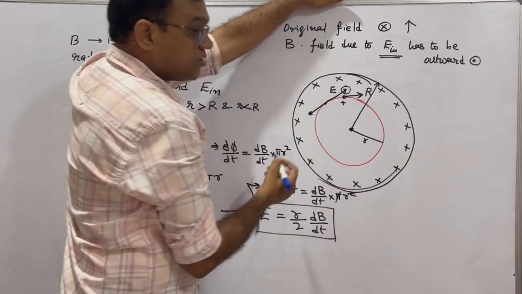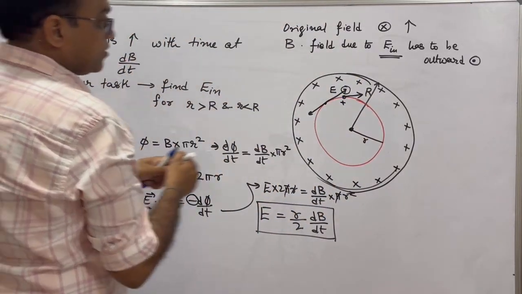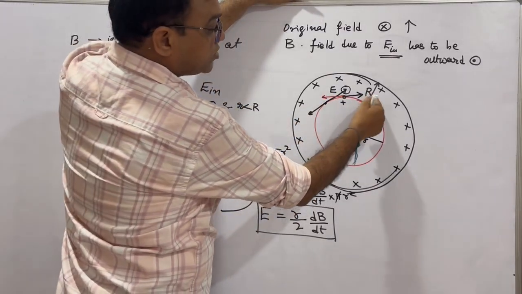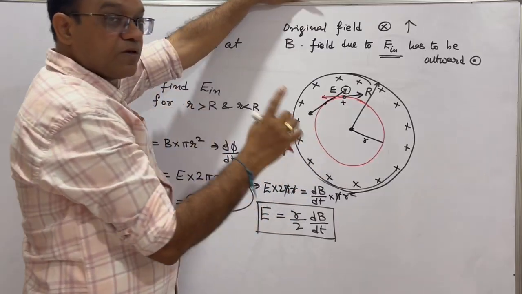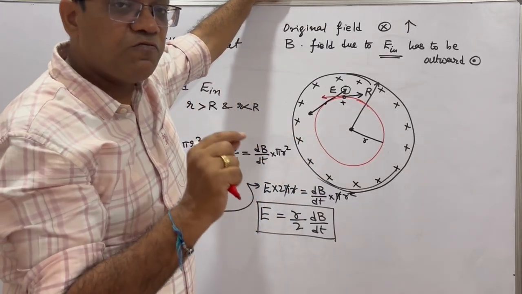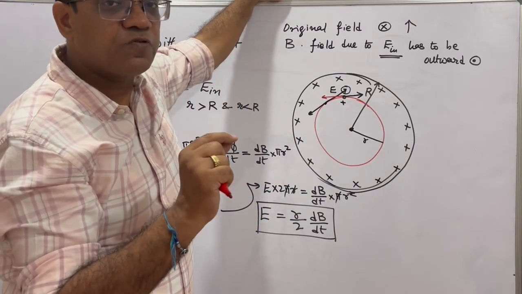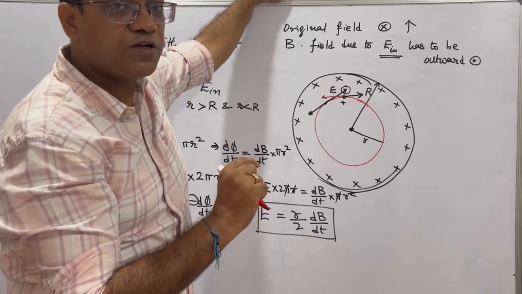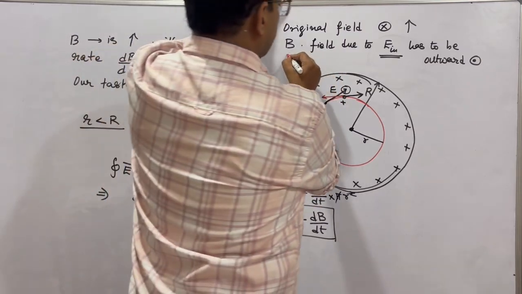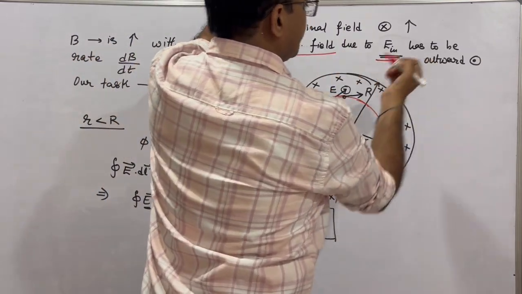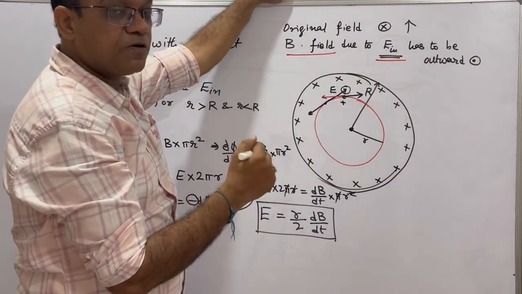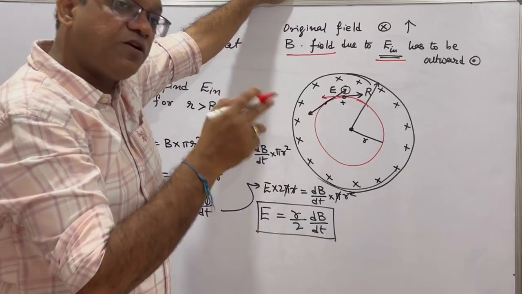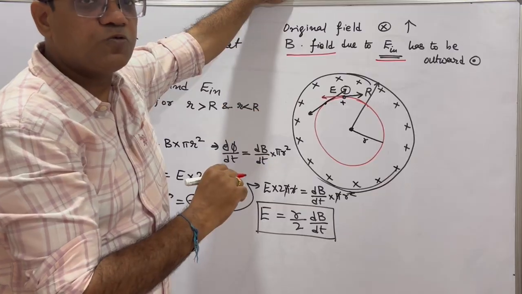If the field is in the opposite direction, this is the direction of force. If the field is in this direction, it will move in this way. So the charged particle will move in the direction of the induced field. It means current is in the direction of the induced field. Now it means the magnetic field due to the current from the induced electric field has to be outward.